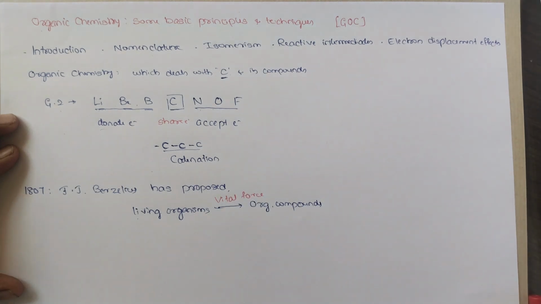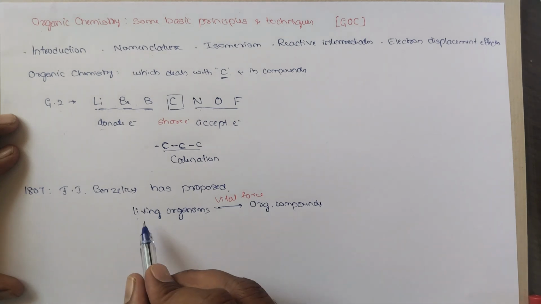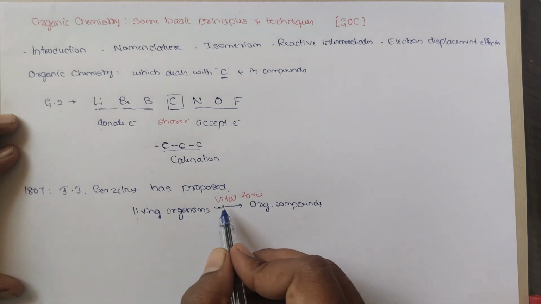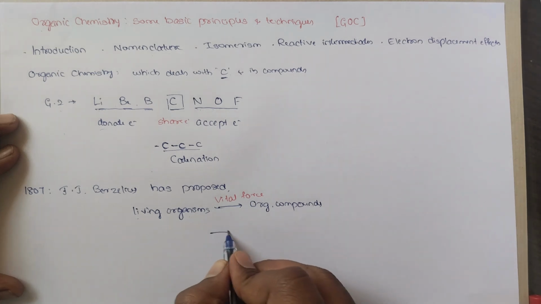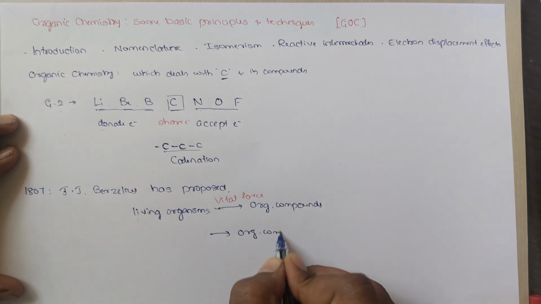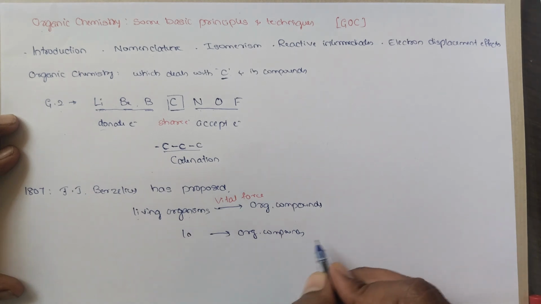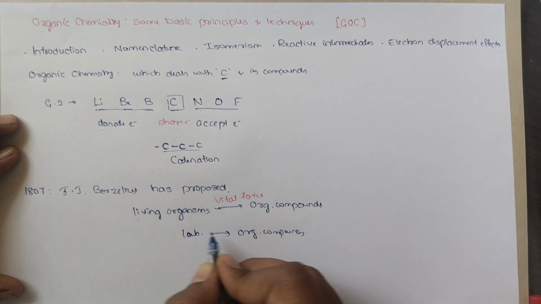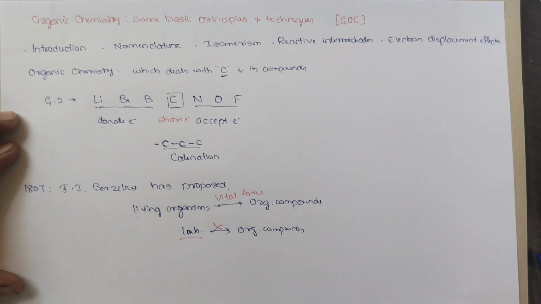He said that we can get organic compounds only from living organisms, and for that we need a vital force. Vital force means a strong force. He also said that we cannot synthesize organic compounds in the laboratories.